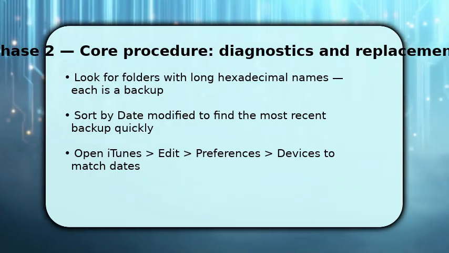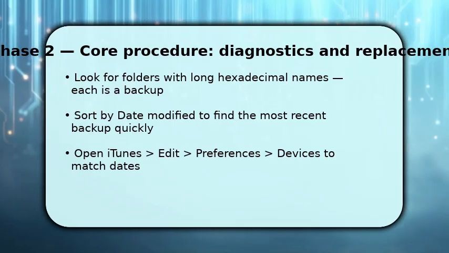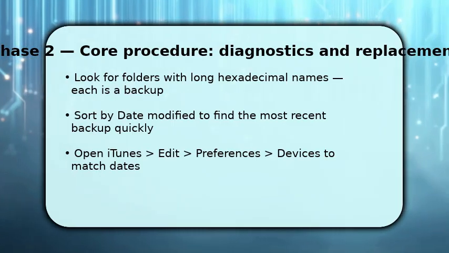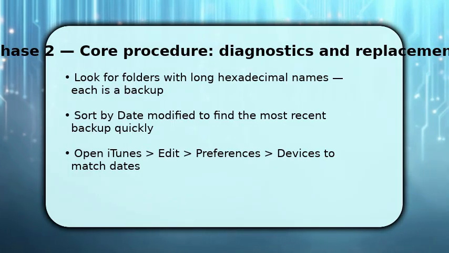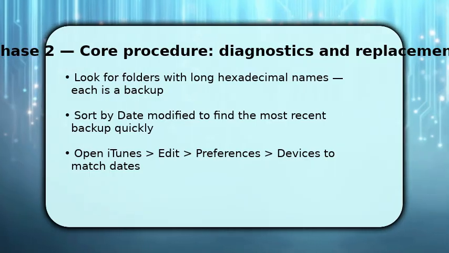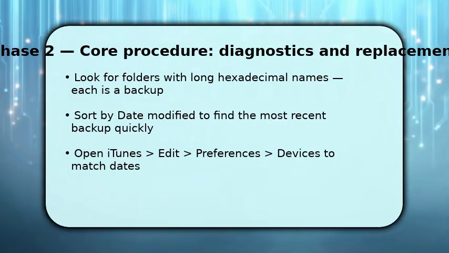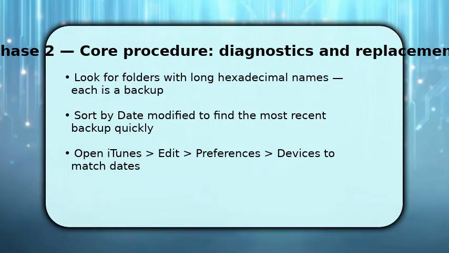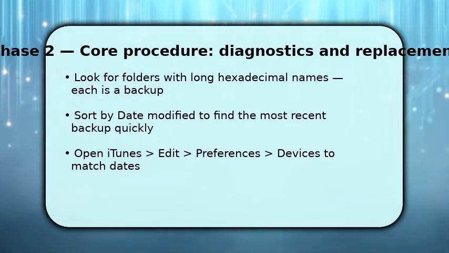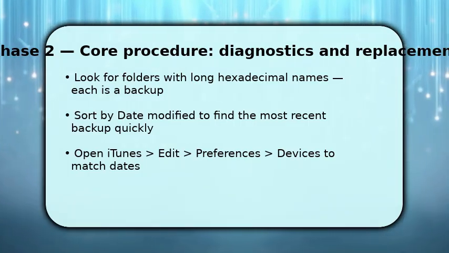Then open iTunes, go to Edit, Preferences, Devices, and compare the listed backup dates to the folders you saw. This confirms which folder belongs to your device. If a backup is encrypted, iTunes will show a lock icon. Make note of that, since encrypted backups require a password to restore.